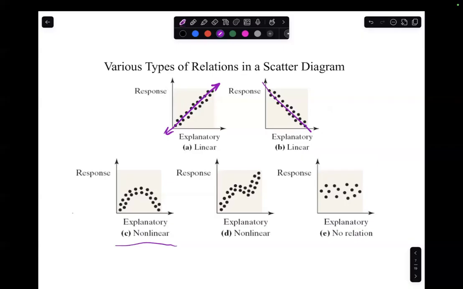The last one, letter E, is completely random. It is not linear. It's nothing. There is no relation at all. So just because there's not a linear relation doesn't mean there's not a relation at all. It's just not linear. But these two are linear.